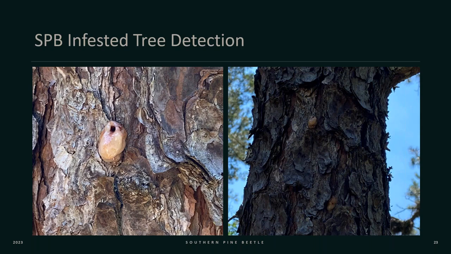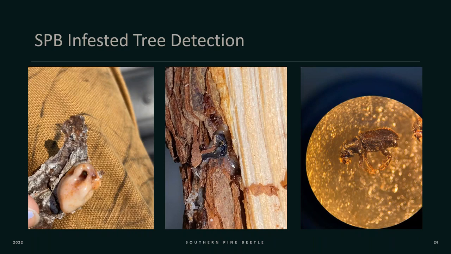And when we actually took a sample of those pitch tubes, we found one that had a beetle stuck in the pitch. It wasn't able to get past the tree's defenses, and we were able to confirm that it was a southern pine beetle. So out of an abundance of caution, we don't want to have an outbreak event. We want to minimize the number of infested trees we see.